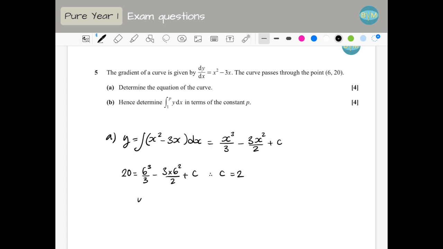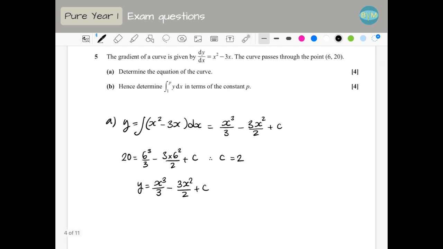Therefore, the function is going to be x cubed divided by 3 minus 3x squared divided by 2 plus 2. And that's the function that you're looking for.